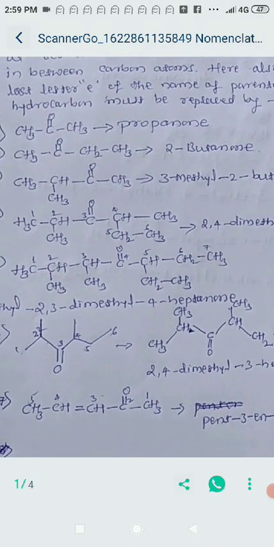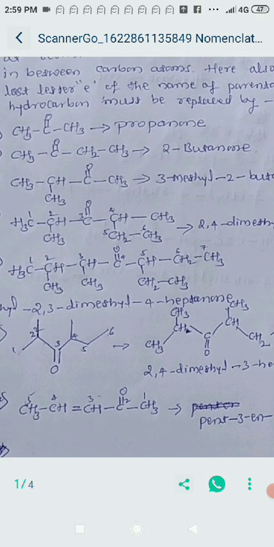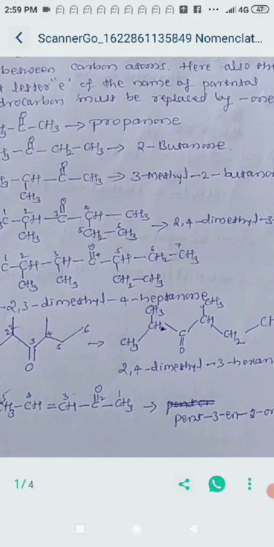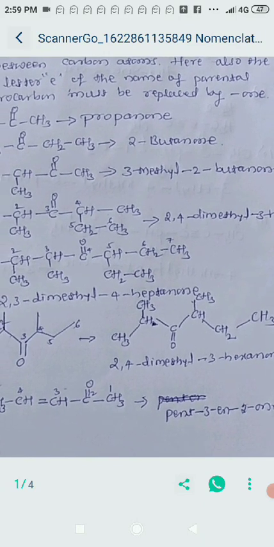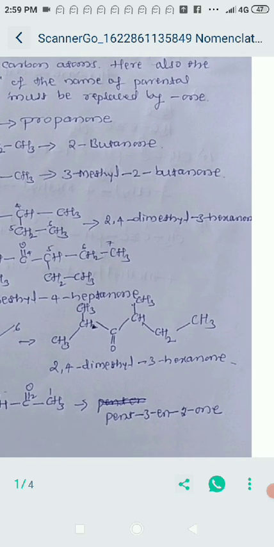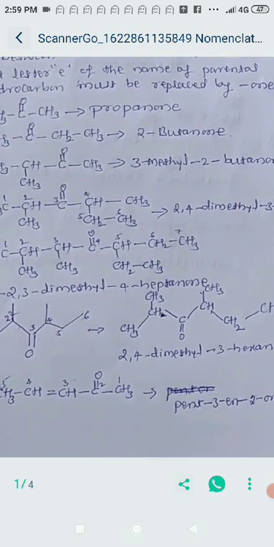the second and fourth position of carbon possessing the methyl group, that is 2,4-dimethyl 3-hexanone.